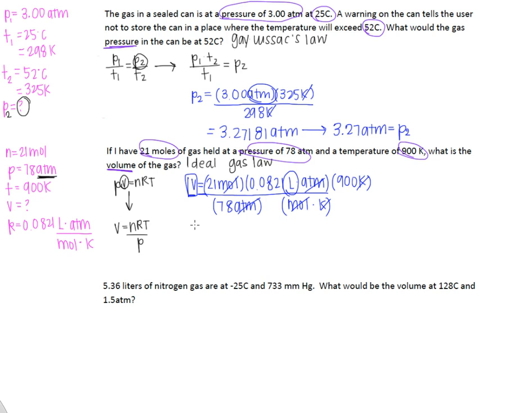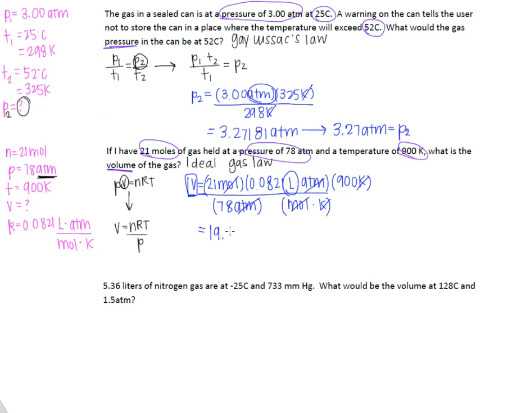Okay, so then when we put that in our calculator, we have 21 times 0.0821 times 900 divided by 78. Now be careful when you are putting your denominator in the calculator. Be sure to include the entire denominator in parentheses. I've said this before, but I just want you to remember it because it's going to be a lifesaver when you get those extra numbers down there.